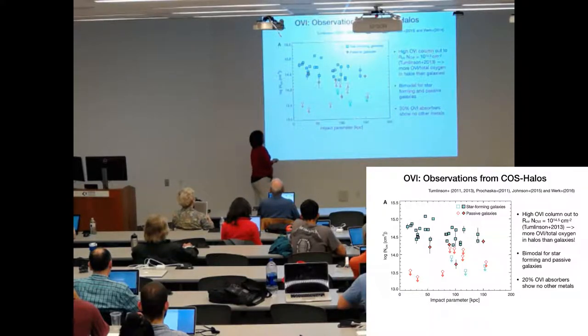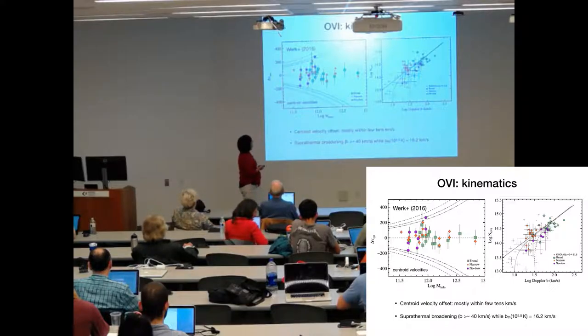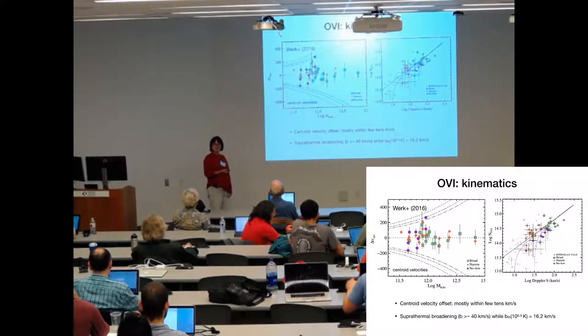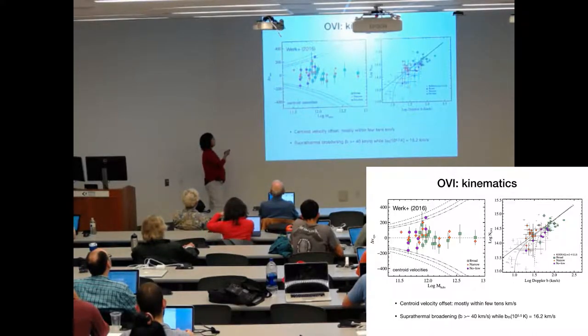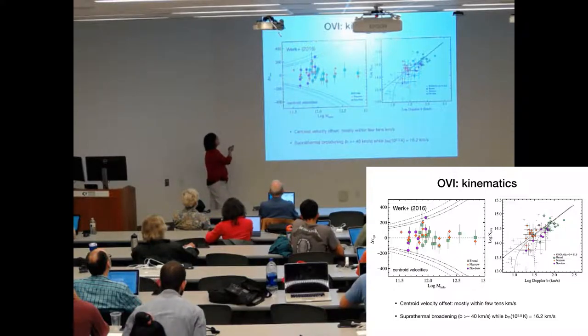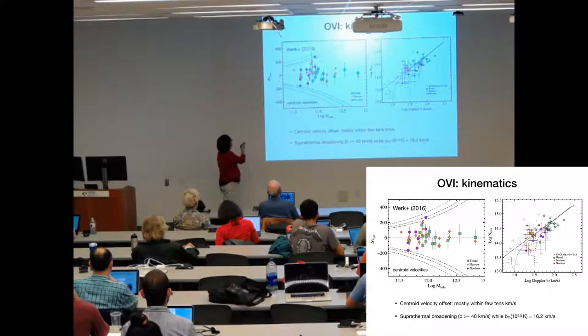More than the spatial distribution, observers also get very nice data about the kinematics of this oxygen 6. Essentially, you can look at the central velocity of these absorbers. The main conclusion for these L-star galaxies is that the velocities are not very large. They're close to zero, especially when you move to higher mass, and they're mostly within the escape velocity of the halo, so they're not that fast.